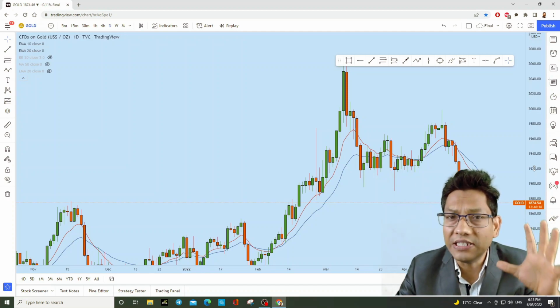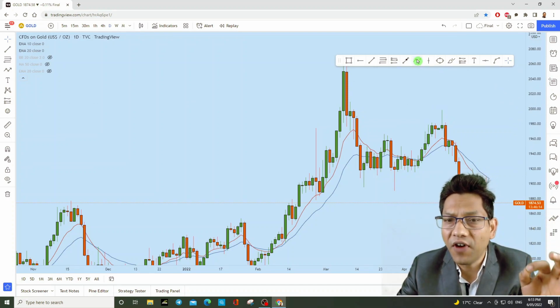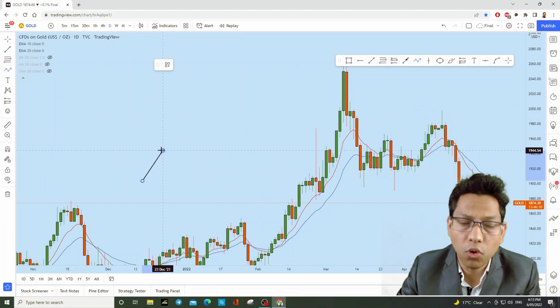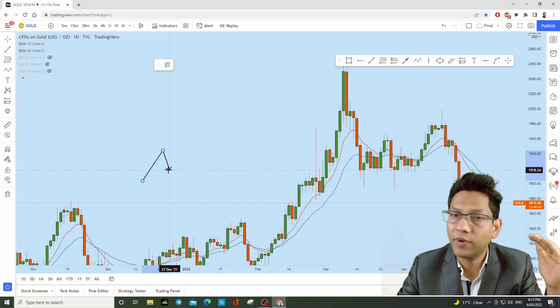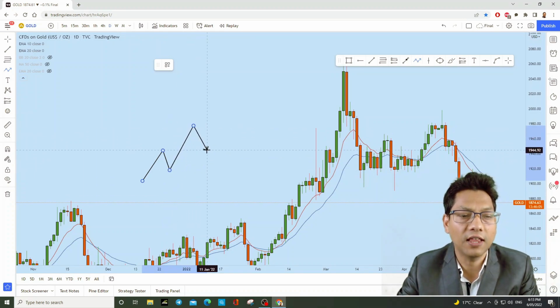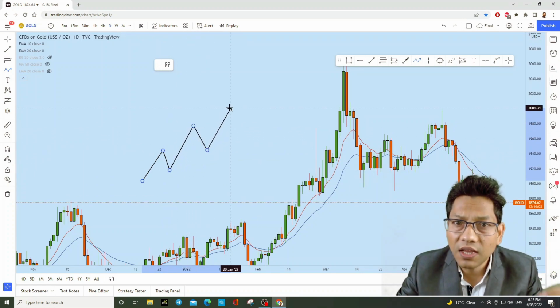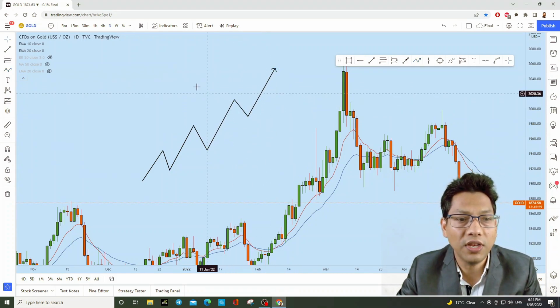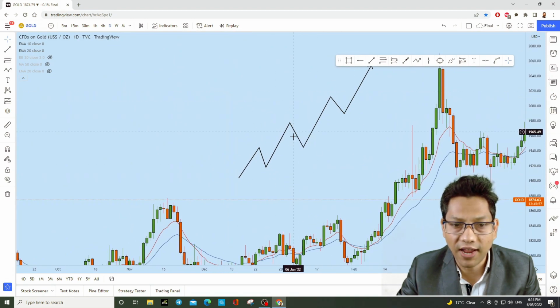See, when we define a market, how do we define it? We define it as a straight line like this. We say that the market is moving in one direction and then a correction and then another move and then another move. So this is the typical market structure for an uptrending market. So when we define it as a straight line like that, okay?